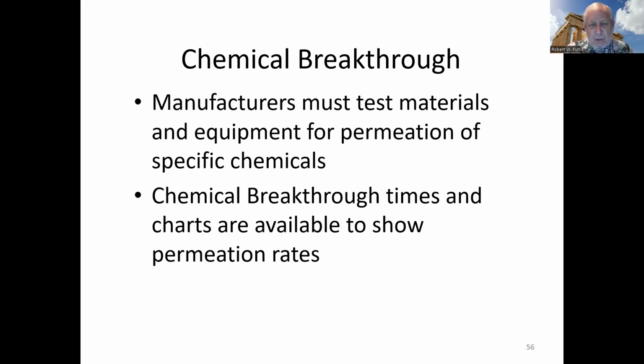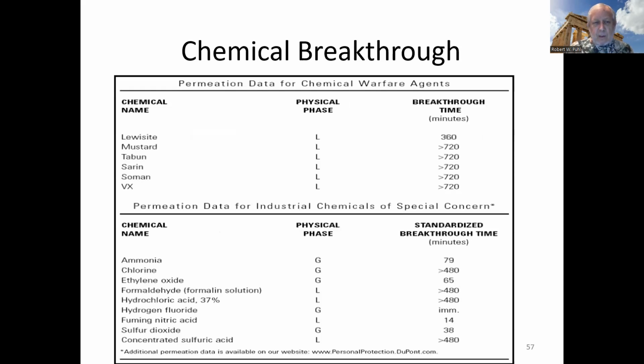Manufacturers must test materials and equipment for permeation of specific chemicals. Chemical breakthrough times and charts are available to show permeation rates. What they're saying is every chemical has its own permeation rate through different types of materials.